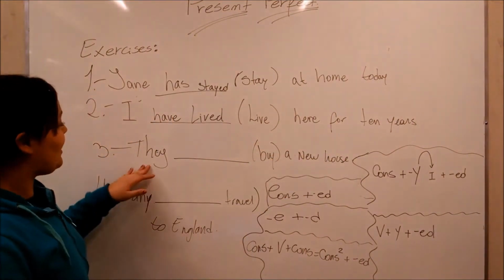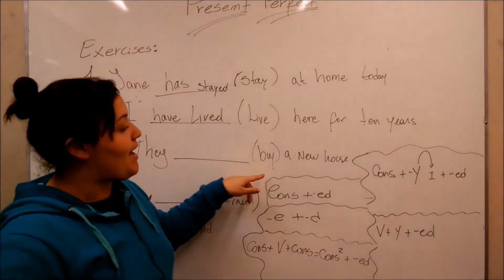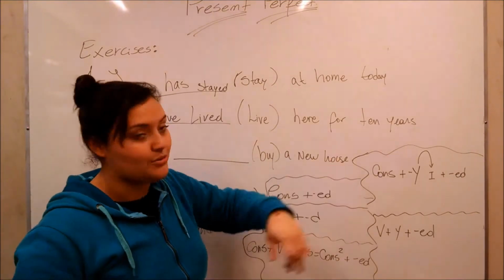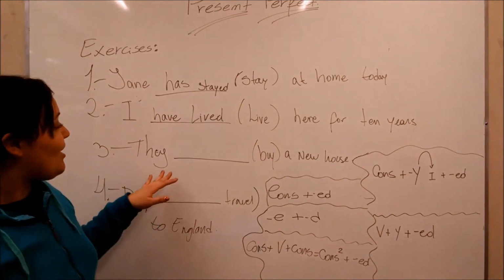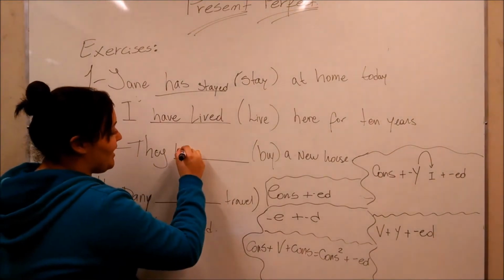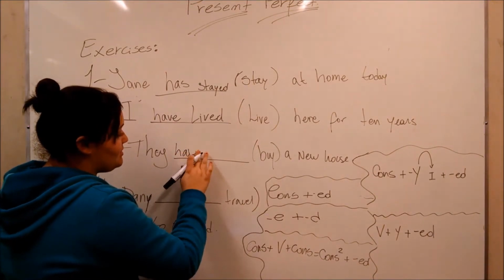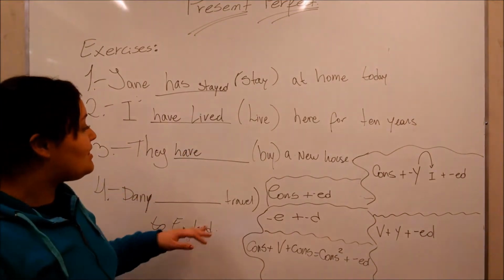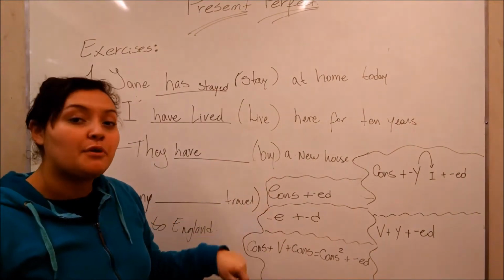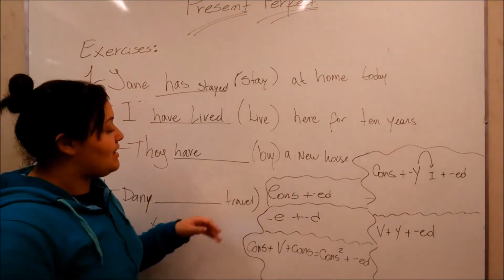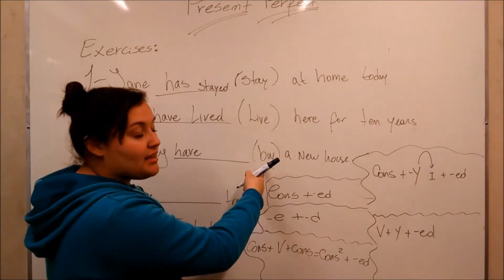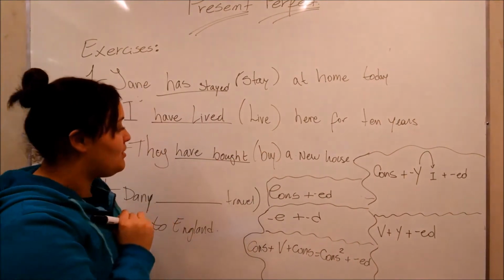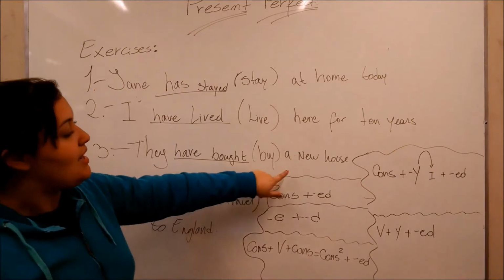Okay? So in the case of they, we have buy for our verb, and then we have a new house. So in the case of they, we have to put have instead of has, because this is not a third person singular. Then in the case of buy, this is an irregular verb. So the participle form of this verb is bought. Okay, so they have bought a new house.